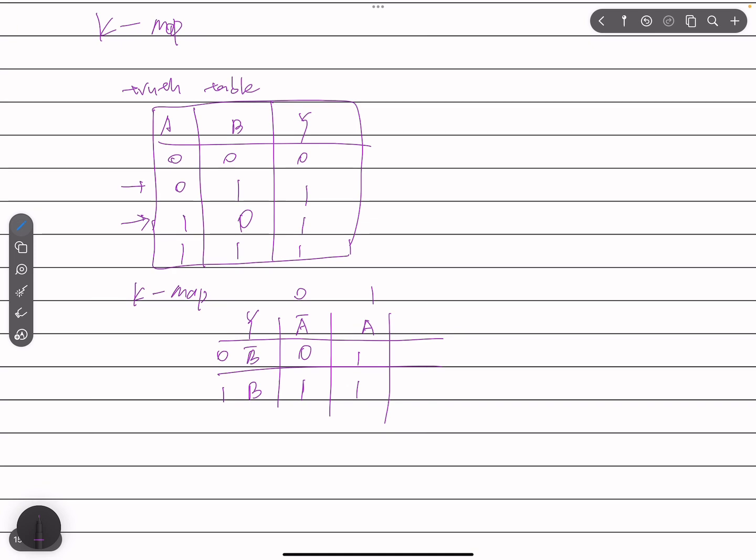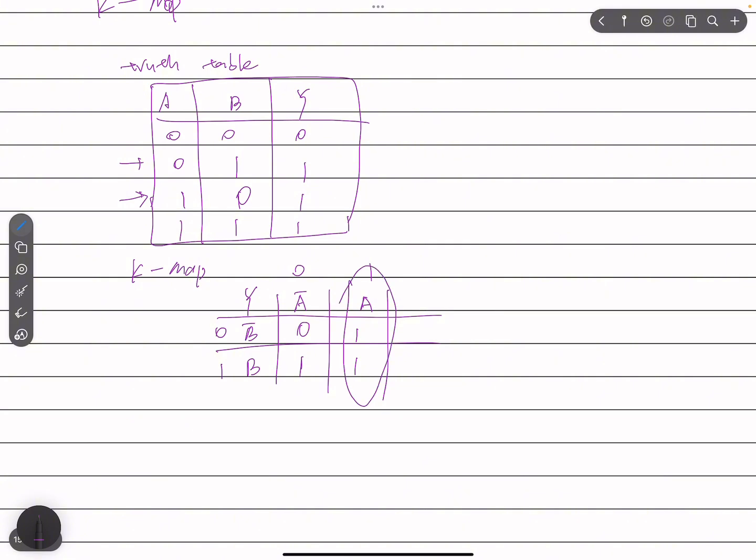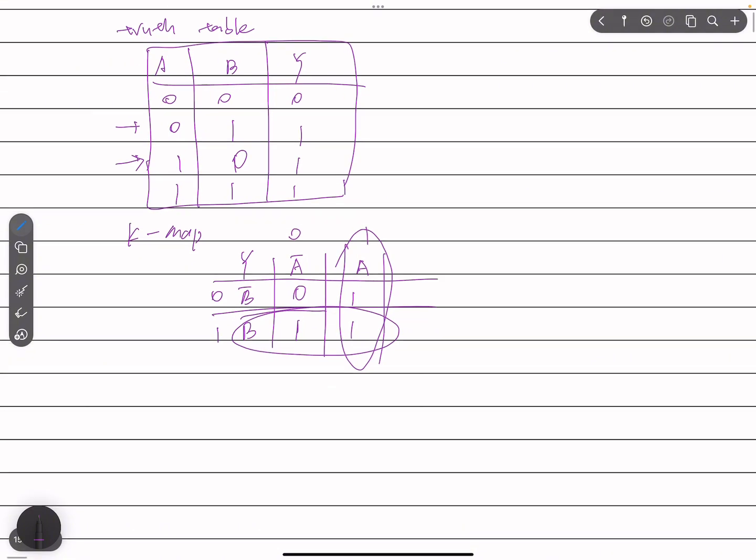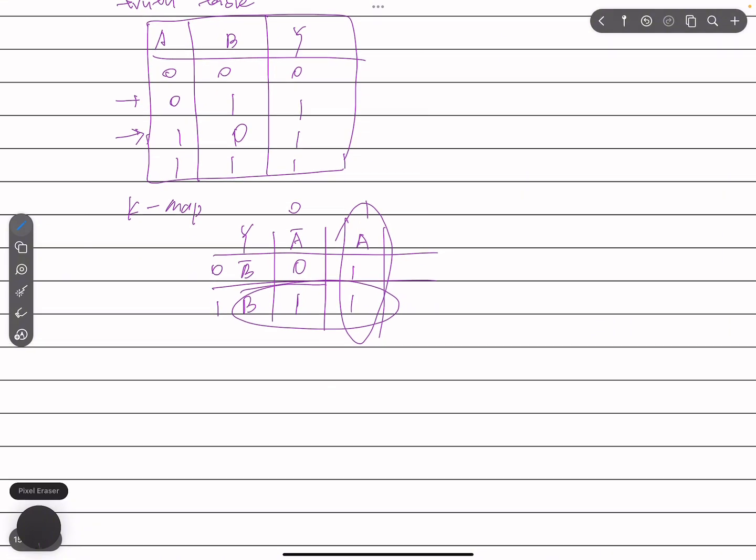Now, based on the map, we just group these together, group this one together. The common ones, so Y will equal A. This one, the common is A, this one's B.